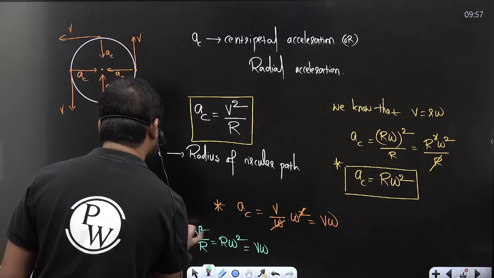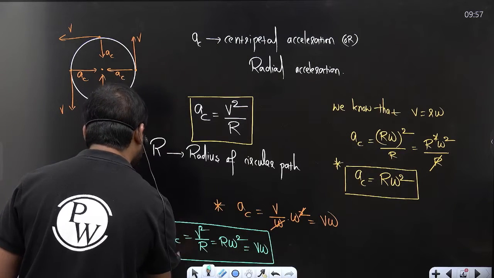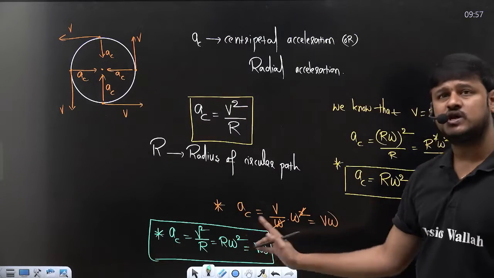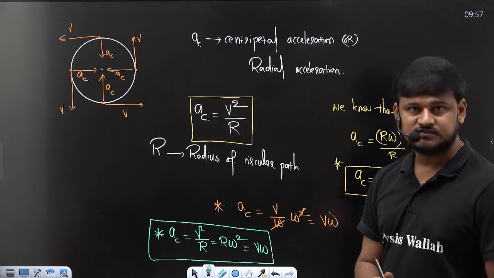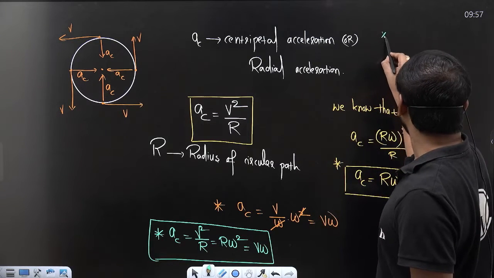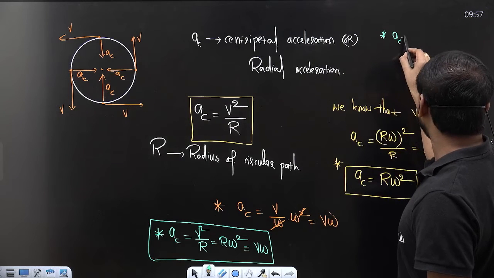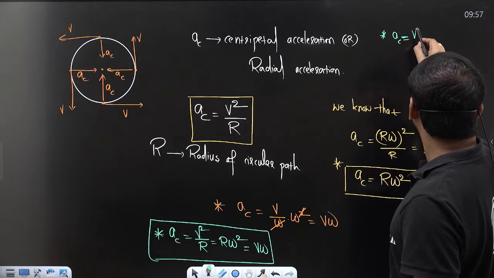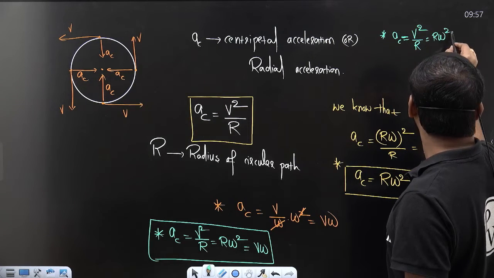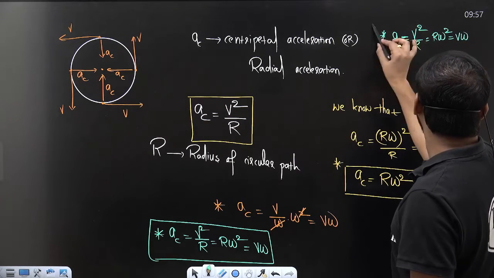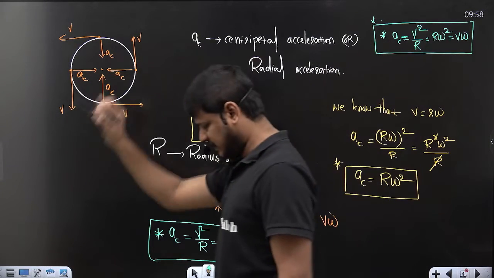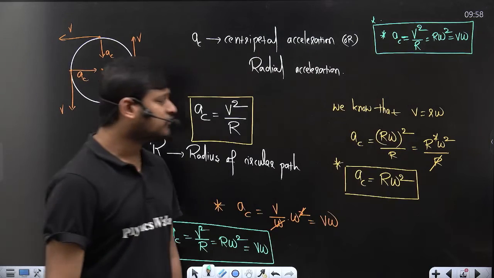So depending on the given information, you can go for any one of these formulas while solving the numericals. Clear, guys? So write along with me again the formulas. The centripetal acceleration is equals to V square by R, or R omega square, or V omega, all are the same. Write along with me. Done? Clear till here?